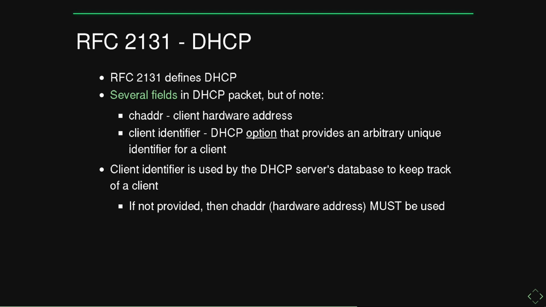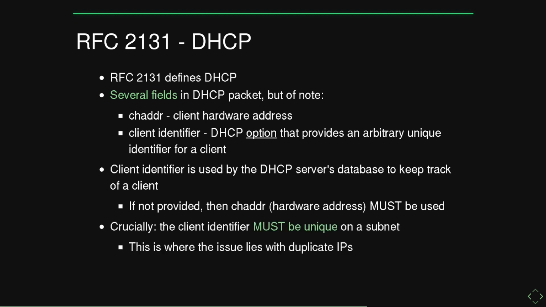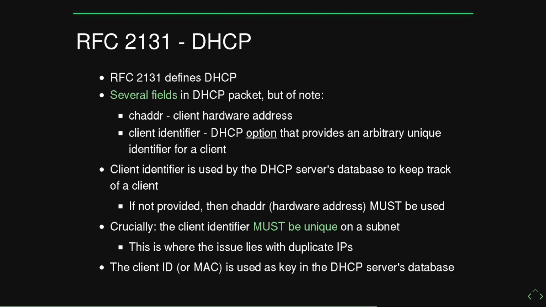If the client doesn't include that option, then that hardware address, usually the MAC address, must be used instead according to the RFC. But really importantly, that identifier, because it's a key into that database, needs to be unique on a given subnet. And this is where that duplicate IP address issue lies. Because again, that identifier or that MAC address is going to be used by that DHCP server to uniquely track a client during its lifetime.